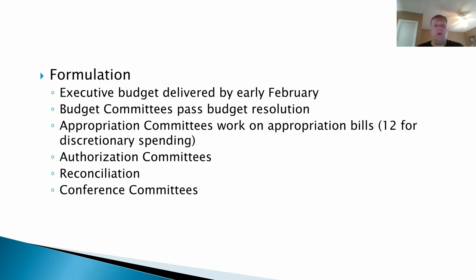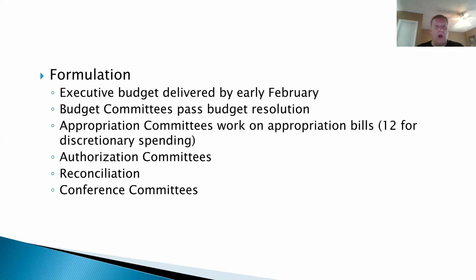When the president's budget arrives in Congress, its central starting point will be with what we call the budget committees. There is one budget committee in the House of Representatives and one budget committee in the U.S. Senate. The president's budget will go to those budget committees. The job of those budget committees is to pass this thing known as a concurrent resolution on the budget.